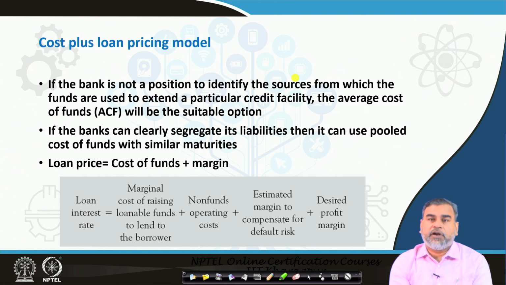But if you expand it a little, it is the marginal cost or the average cost of raising the loanable funds to lend to the borrower. Then you have the operating cost, the margin which takes care of the credit risk, and the profit margin which ensures the return on equity. These are the different components the bank has to look at whenever the actual loan pricing is made. But in a very simplistic sense, it is the cost of the funds plus the margin.